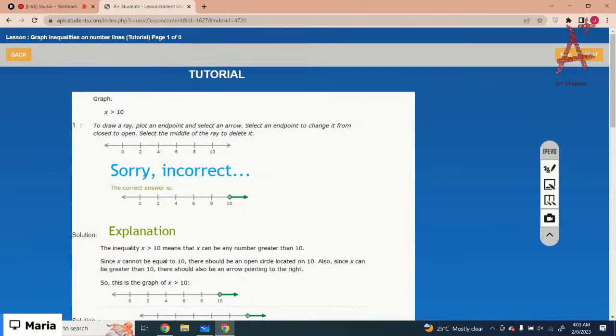The inequality x is greater than 10 means that x can be any number greater than 10. Got it? Since x cannot be equal to 10, there should be an open circle located on 10. That means 10 is not included in the graph, so it must have an open circle. Also x is greater than 10, so there should also be an arrow pointing to the right hand side. On the right hand side you have all the greater numbers.